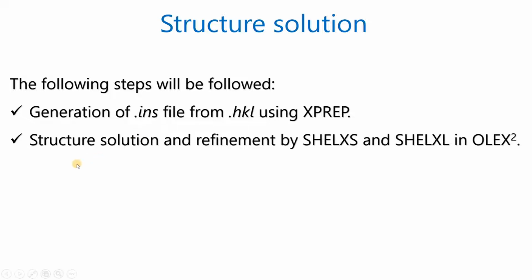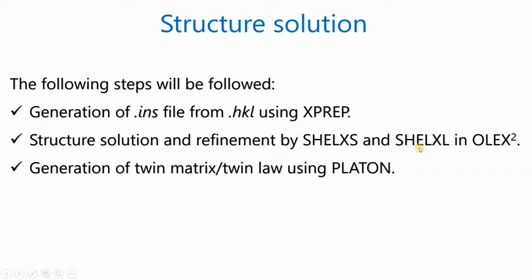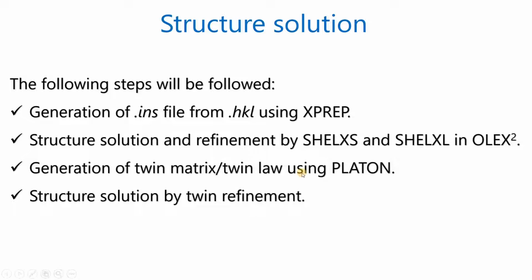The second step is structure solution and refinement by ShelXT and ShelXL in OLEX2. The third part is generation of the twin matrix or twin law using the program PLATON. And the fourth and final step is structure solution by twin refinement. So let's start the refinement.